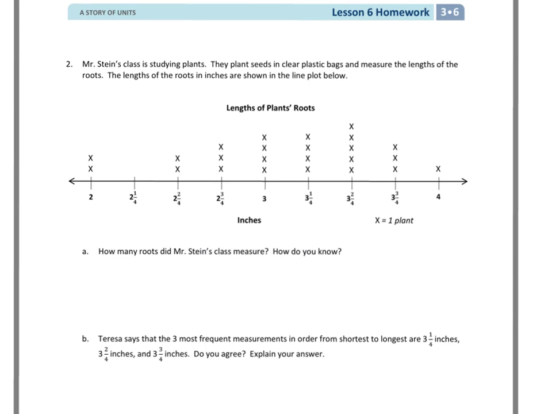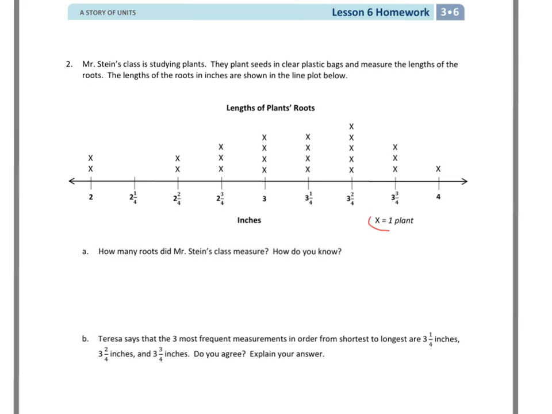And on page 2 it says, Mr. Stein's class is studying plants. They plant seeds in clear plastic bags and measure the lengths of roots. The lengths of roots in inches are shown in the line plot below. How many roots did Mr. Stein's class measure? How do you know?